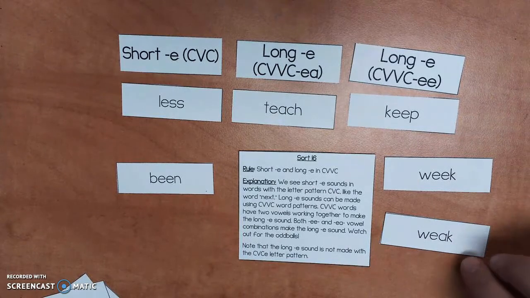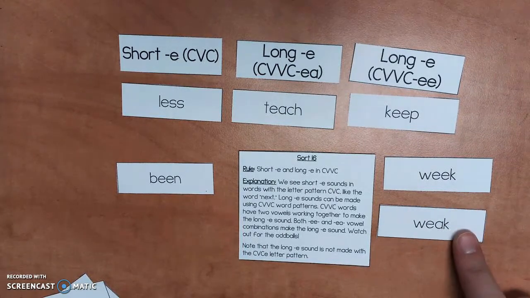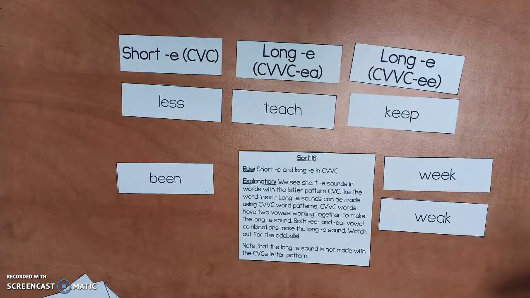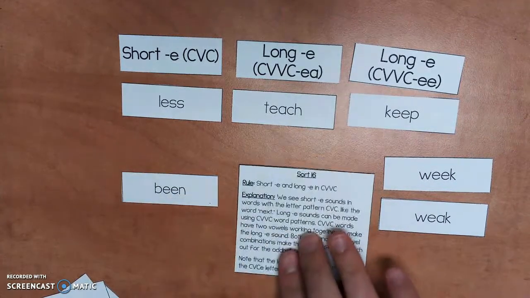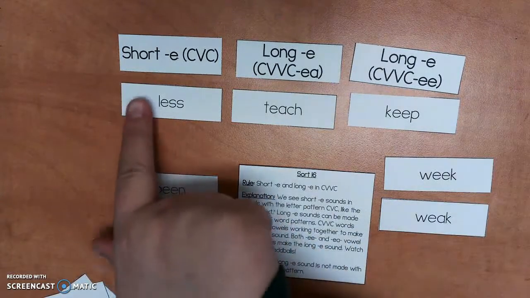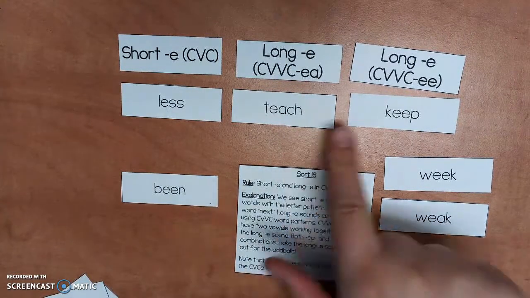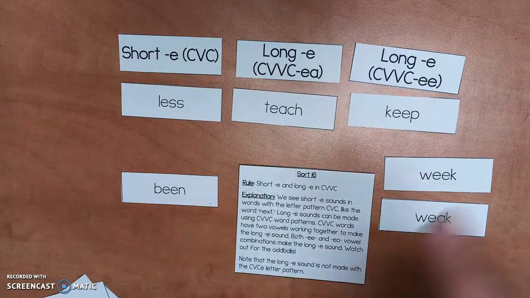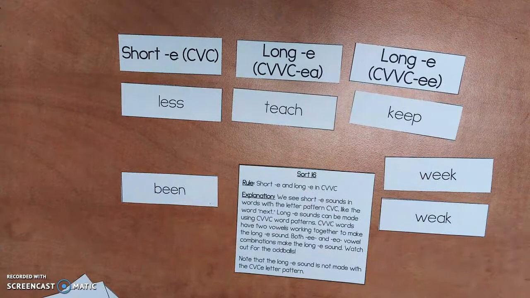All right. And then this is weak, as in the opposite of strong. So you're very weak. You don't have any muscles, for example. So those are our homophones this week. Here's our oddball. And then here are our sounds. We've got the short E sound, and then the long E sounds being made by EA vowel combination and EE vowel combination.